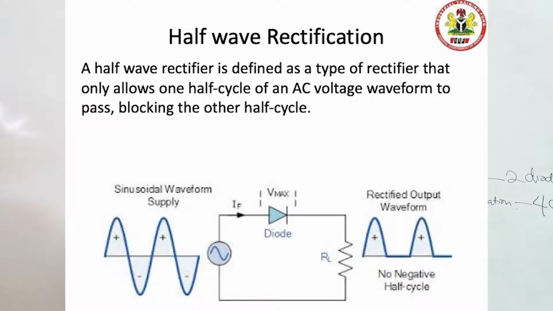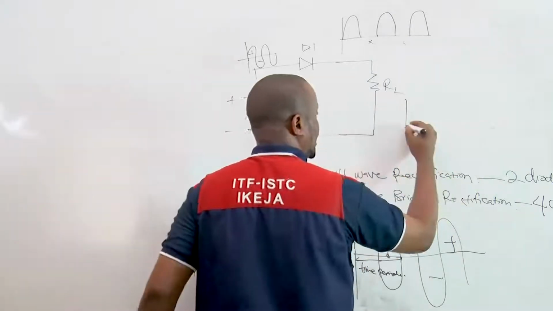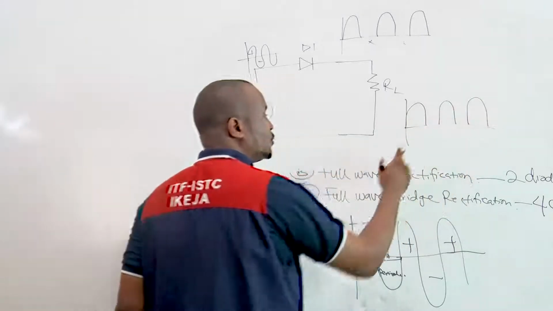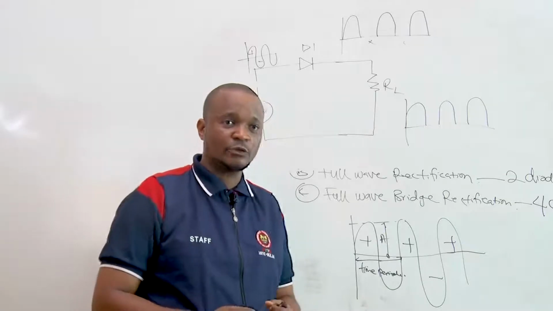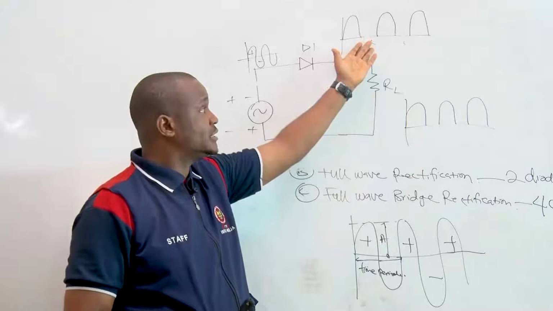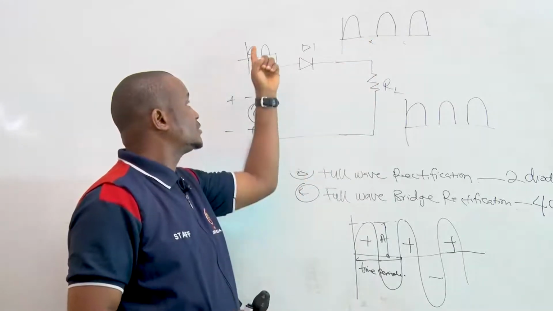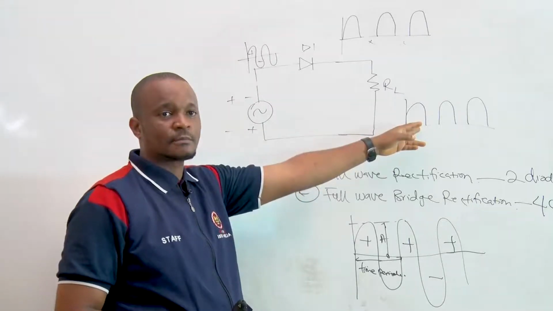But like we mentioned in the last class, once it's unidirectional, we have achieved a DC output. So this on its own is a DC output. So we have succeeded in changing this alternating current to a direct current.